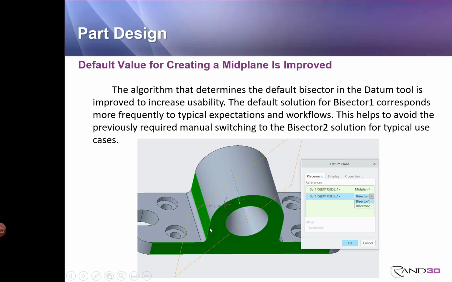I chose these two green surfaces by holding Control and selecting both of them. It created this midplane, which is at a 45-degree angle relative to the green surfaces. If it does guess incorrectly, which it still could do, you can hit this drop-down arrow and pick the other bisector. It'll move 90 degrees and come in perpendicular, splitting the angle between those two planes from the other side.